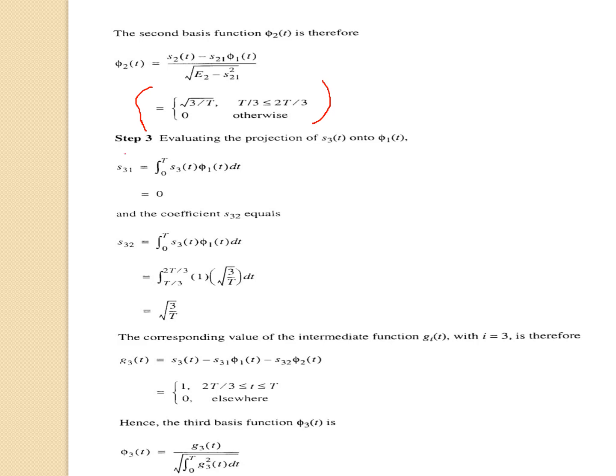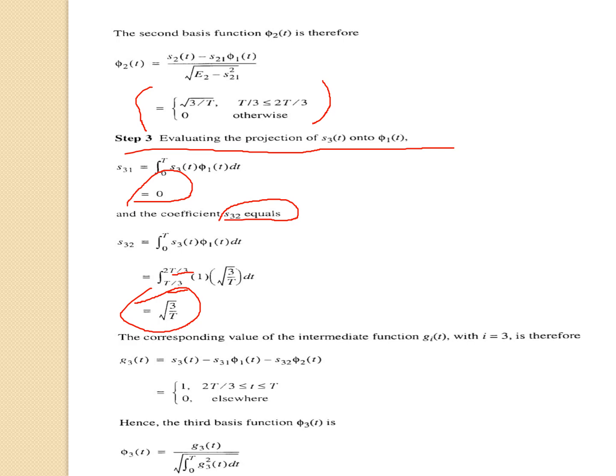Let's go for the waveform s3 of t. Here the coefficient s31 is the integral of s3 of t phi 1 of t dt, which is 0, and the coefficient s32 equals the integral of s3 of t phi 2 of t dt. The period varies from T by 3 to 2T by 3, so the solution for s32 is root T by 3. The corresponding value of the intermediate function g_i of t with i equal to 3.